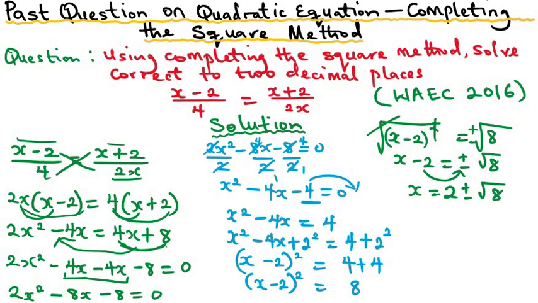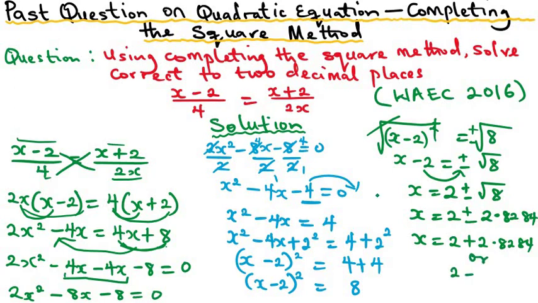Because our answer is expected to be in decimal places, we have to express root 8 in decimal. So we have x equal to 2 plus or minus root 8, which means 2.8284. So what we're going to do next is to split the sign plus or minus to be able to get two values for x. We have x equal to 2 plus 2.8284 or 2 minus 2.8284.